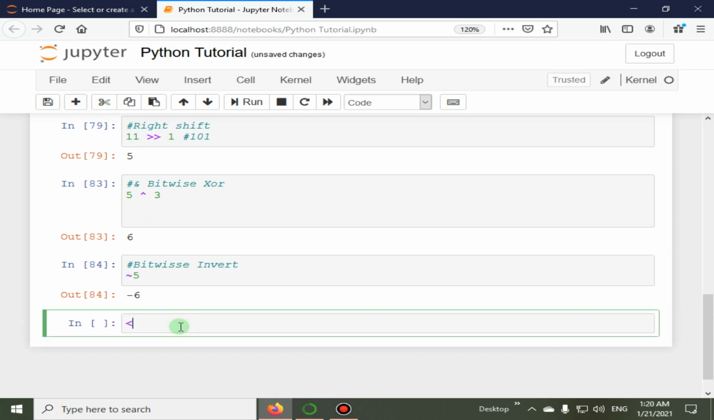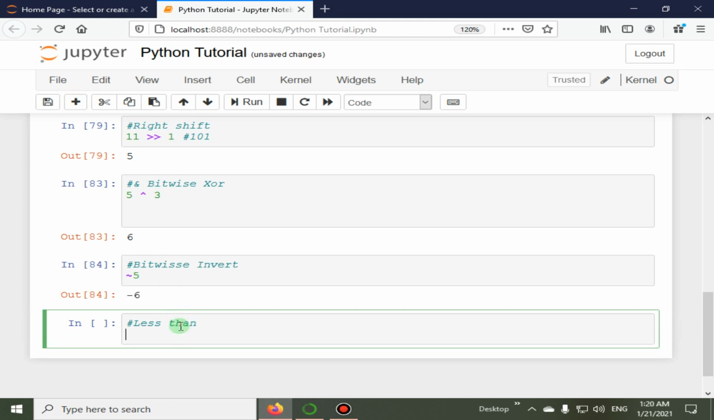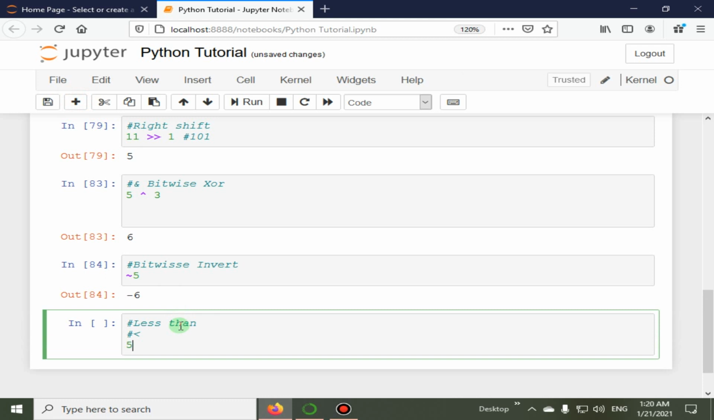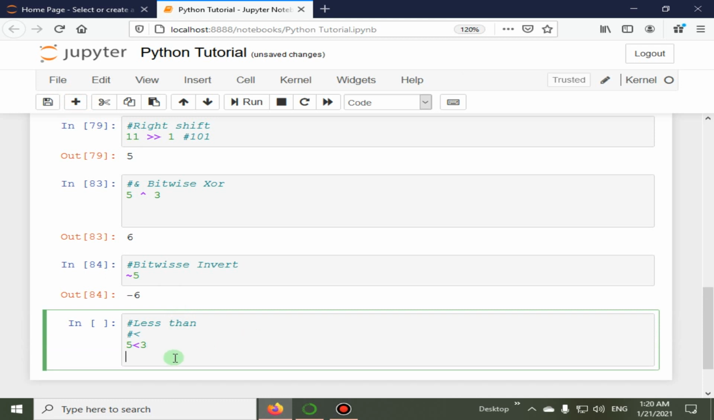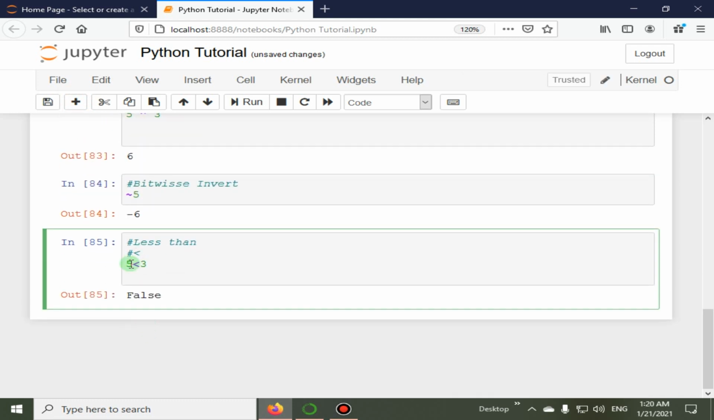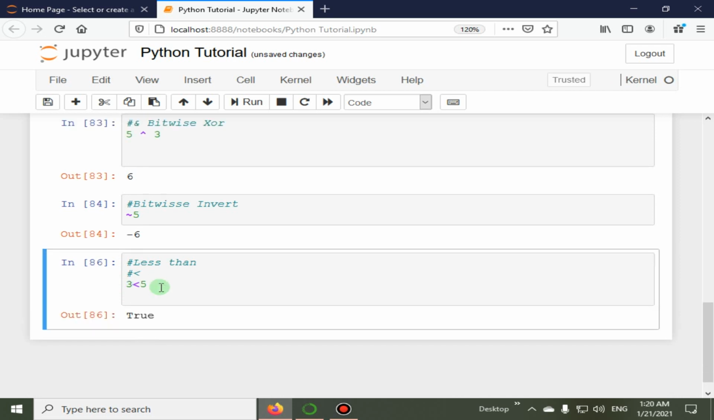Less than is represented by this symbol: 5 less than 3. This will give us false. And if we change the values, 3 is less than 5, it will give us true. So this operator returns whether x is less than y. All comparison operators return true or false. Note the capitalization of these names.